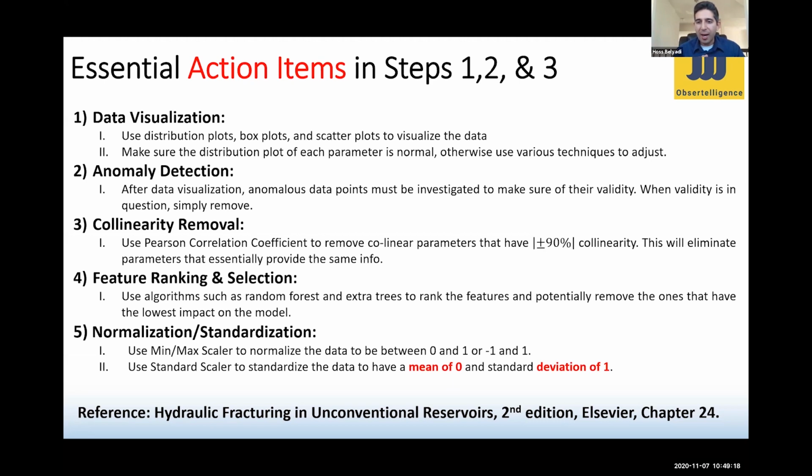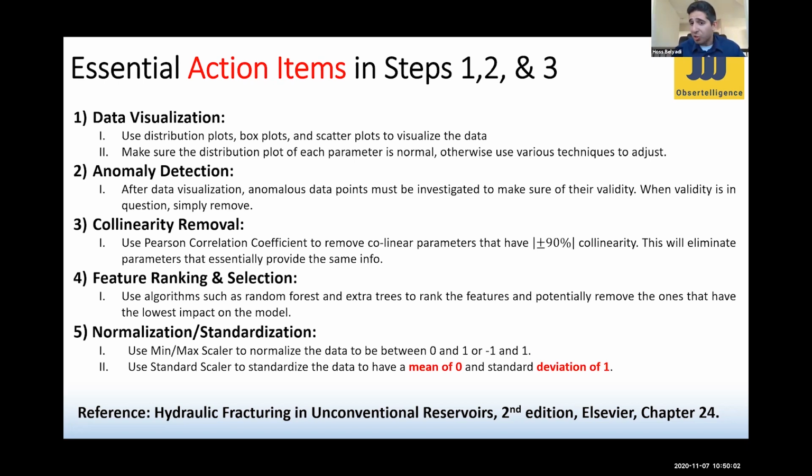For example, let's just say you have sand per foot that ranges from 1,000 pound per foot to 3,000 pound per foot. And let's just say you have cluster spacing that ranges from 10 feet to 50 feet. Well, if you include both of these features into your neural network model, they're on different scales, right? So your model will be pretty biased. So you have to first normalize your data across all features to be between 0 and 1. And then once they're on the same scale, then you can actually feed it into your machine learning algorithm.